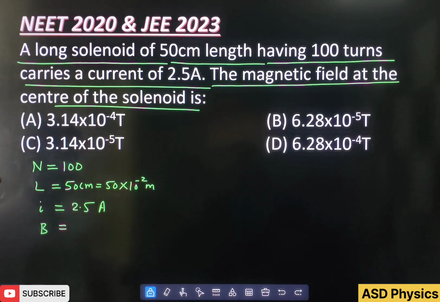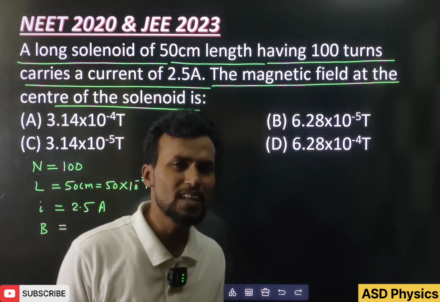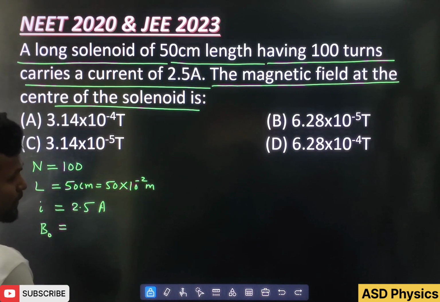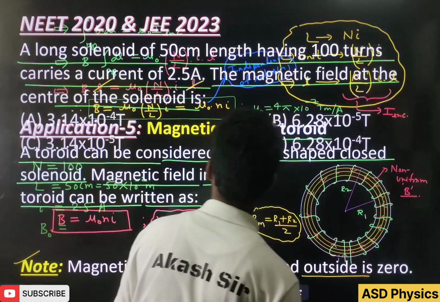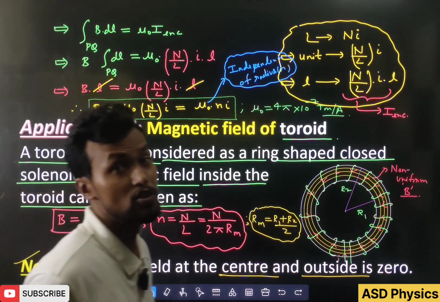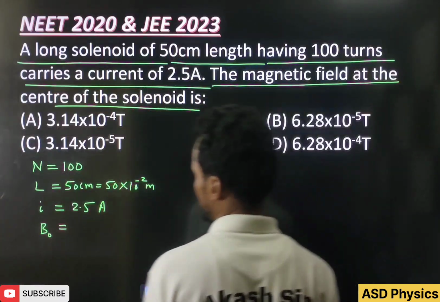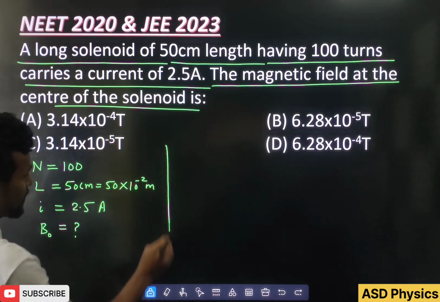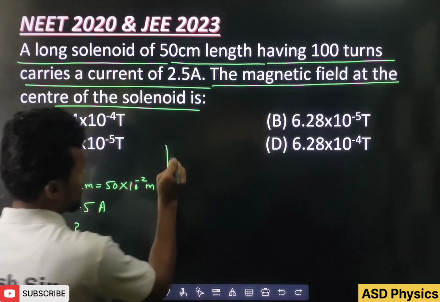Whenever air medium is there, instead of B you can write B naught also. Even in previous cases, wherever this B is there, you can consider B naught, because air medium is there. So this B naught we have to calculate here.